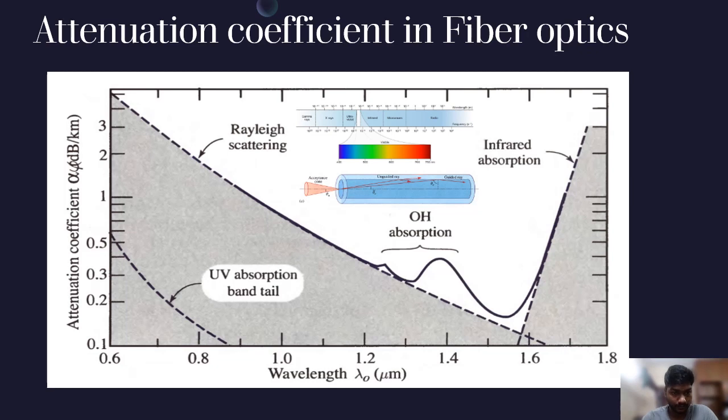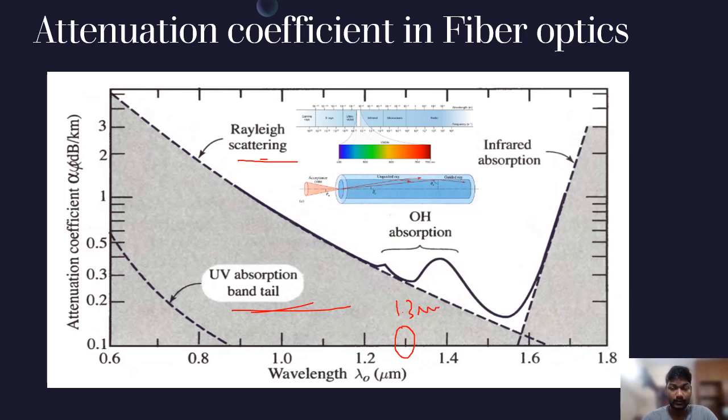In this slide, we can see a graph between the attenuation coefficient alpha, in dB per kilometer, and wavelength in micrometers. This graph is very important because it gives an idea about the wavelength which should be transmitted in the optical fiber so that the loss will be low. As you can see, there is Rayleigh scattering around 0.8 micrometer to 1 micrometer, and if we go below that, there is also a UV absorption band. At 1.3 micrometer there is a local minimum.